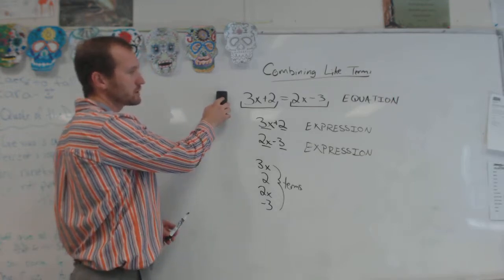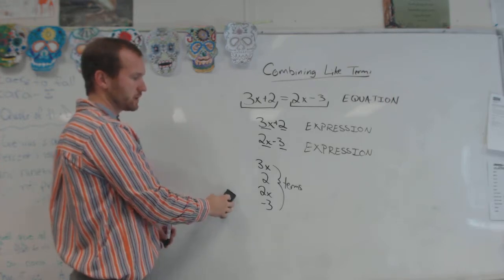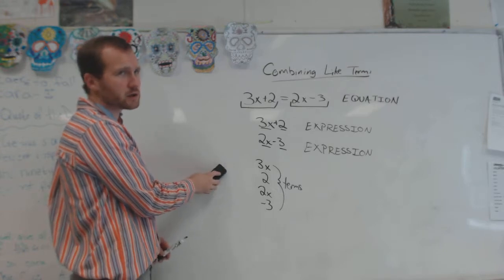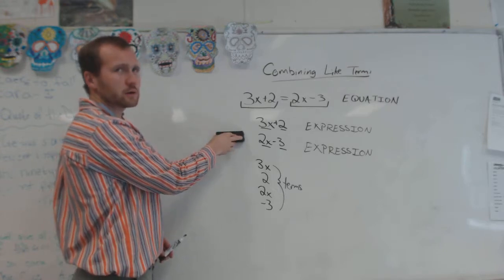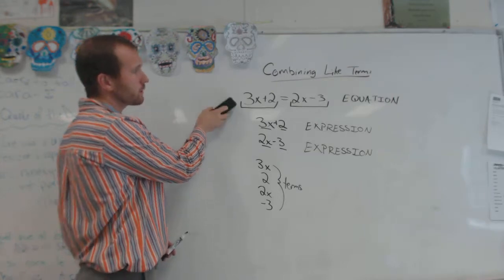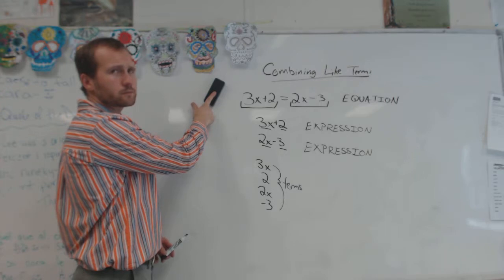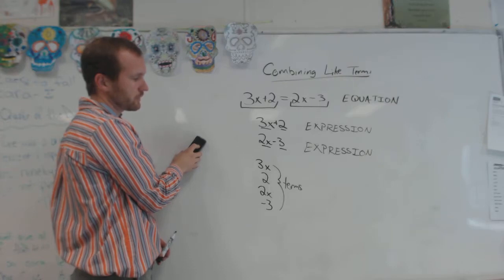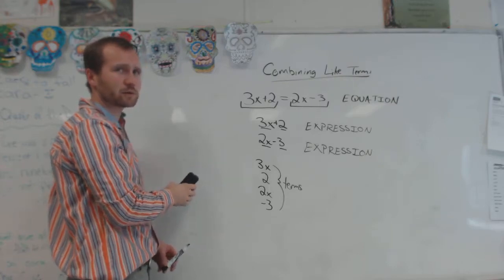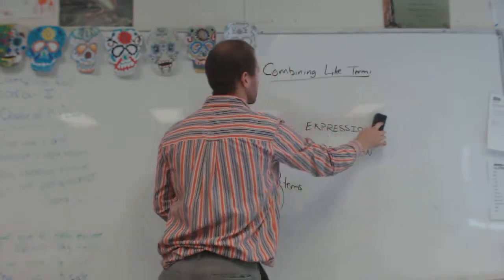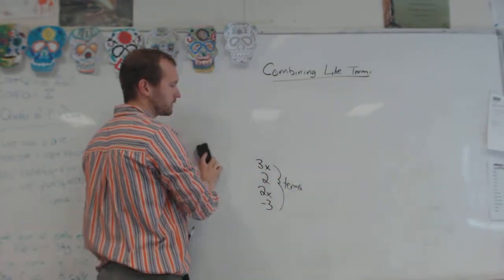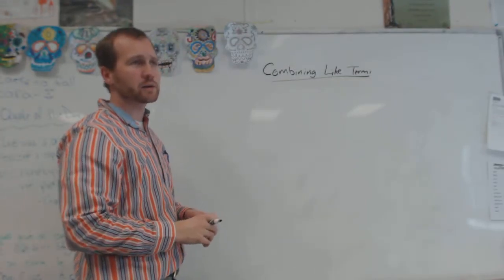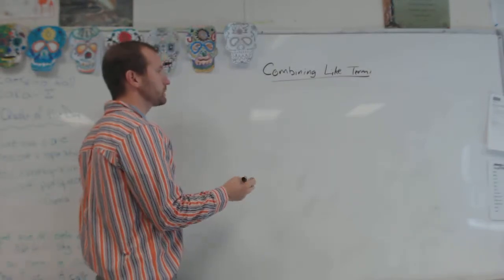So, equations, expressions, and terms. Terms are the building blocks. When we put two terms together or three terms together, we get an expression. And then when we put two expressions together, we get an equation. So that shows everything. It's kind of like an organizational chart. I don't know why I wrote terms lowercase and everything else uppercase, but okay. Equations, expressions, and terms. So we're going to look at expressions today. We're not going to be solving equations. We're just going to be simplifying expressions.